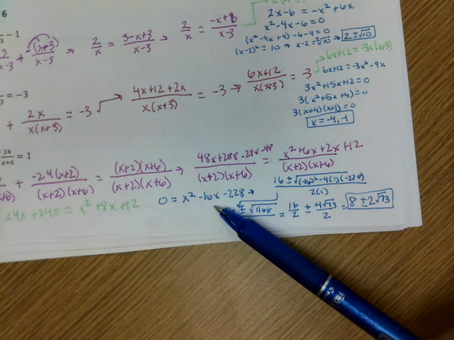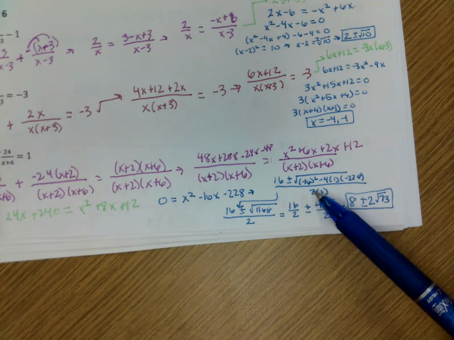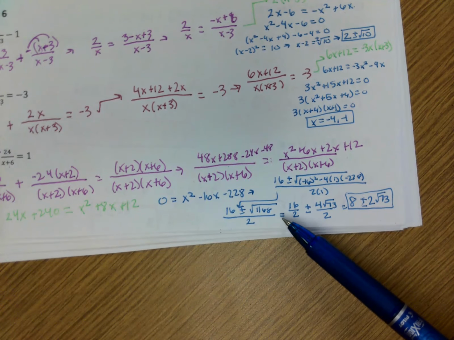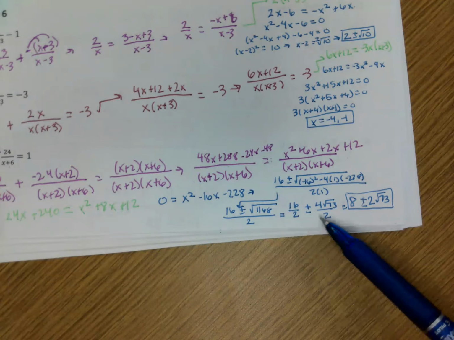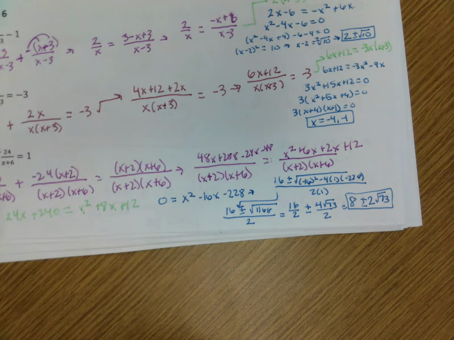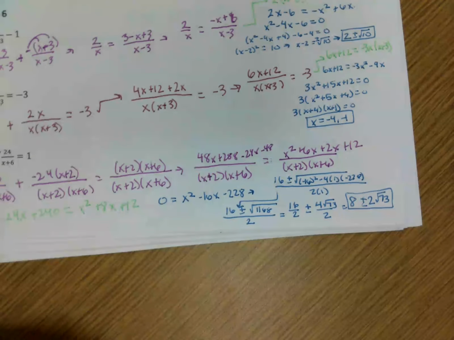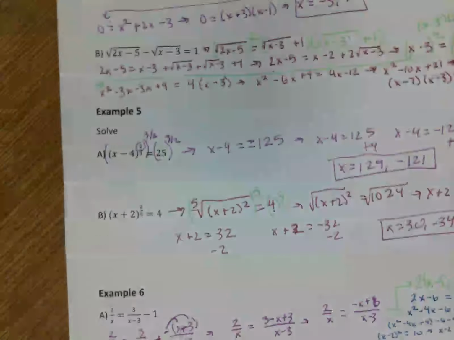And the last one, couldn't factor. This time I did quadratic formula just so that you could see that you can do it either way. Again, make sure to separate those two. Your answer is 8 plus or minus 2 square root of 73. And there you have it, the in-class work for 1.6.